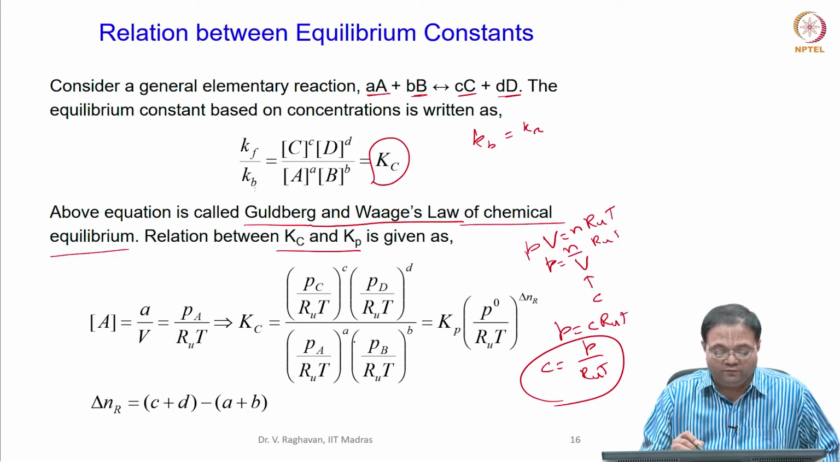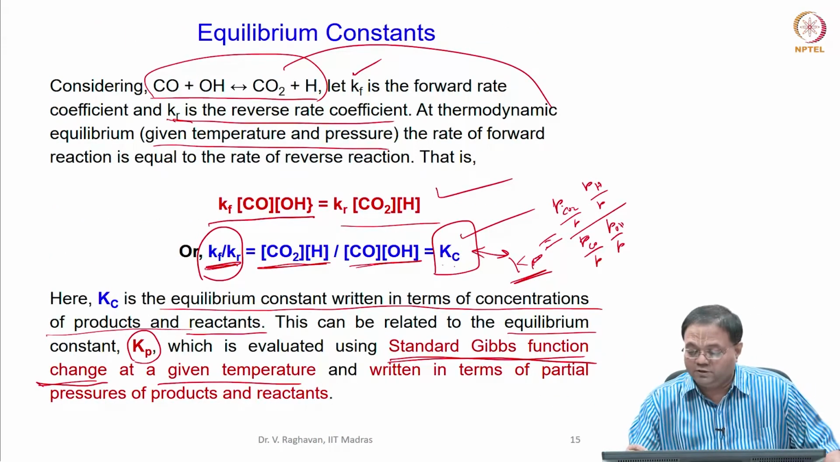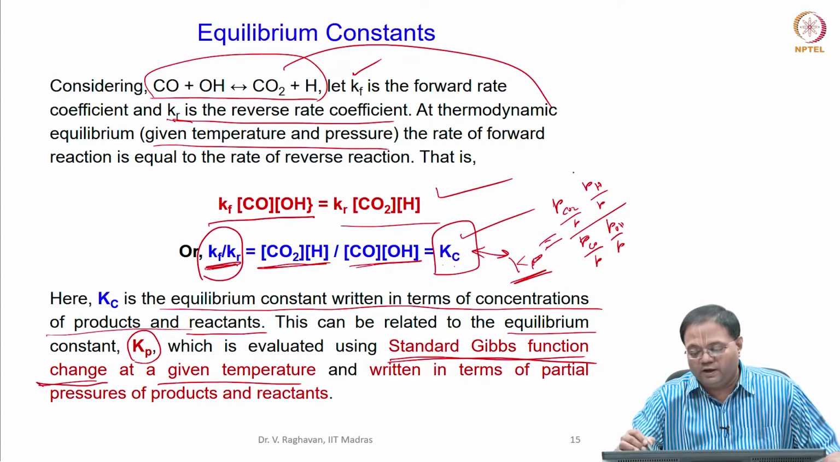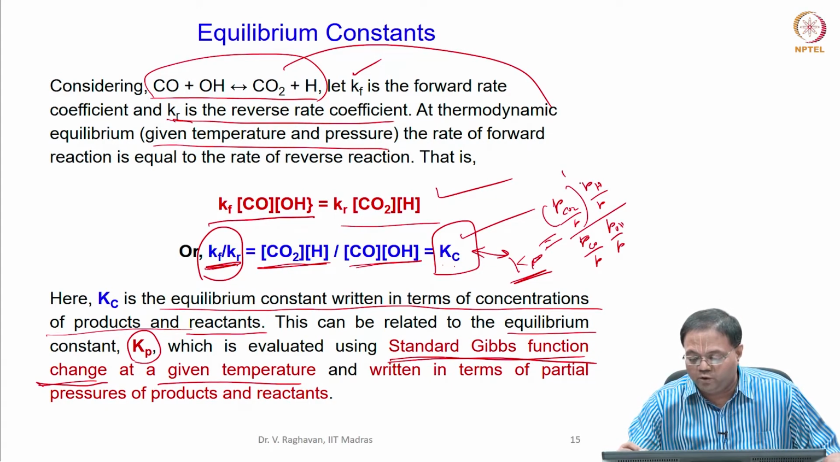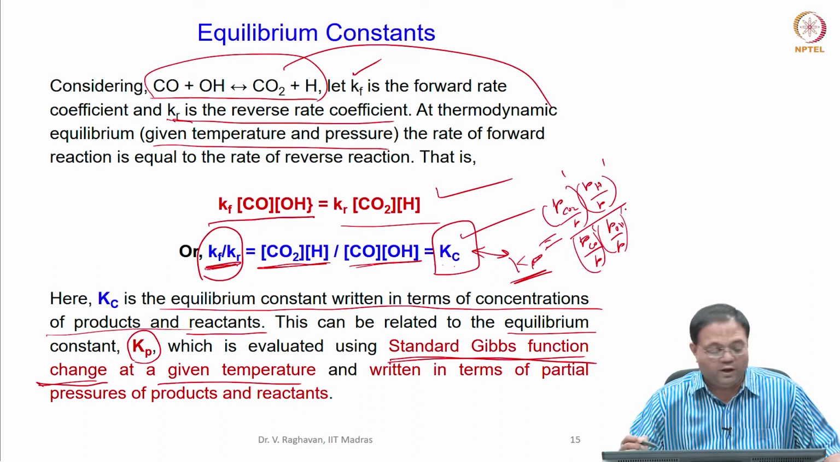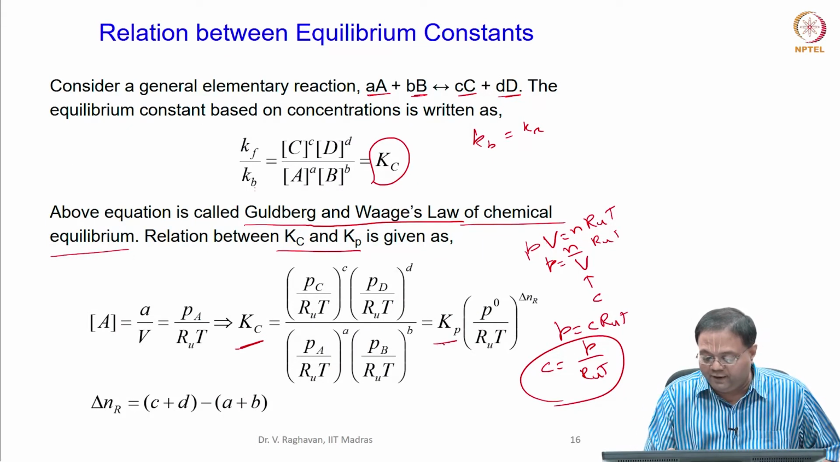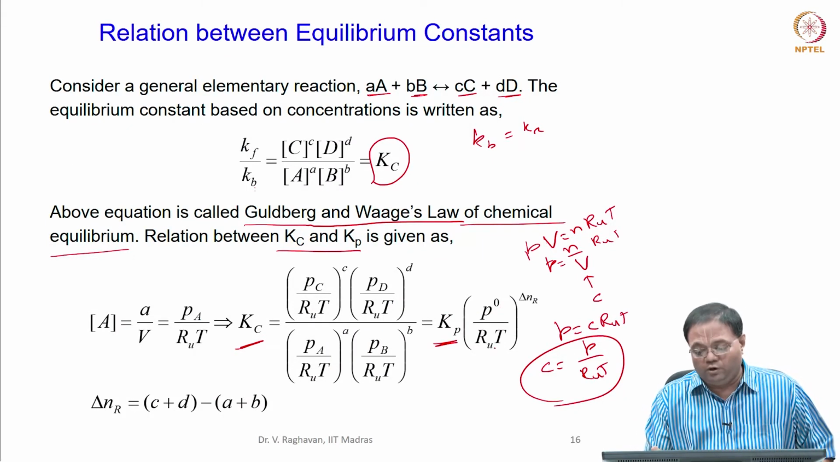Now, you also have this definition, partial pressure based Kp, partial pressure to the power of the stoichiometric coefficients. So now you can equate this, so that Kc will be equal to Kp times P power 0 divided by RT.